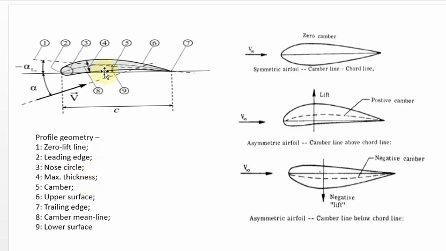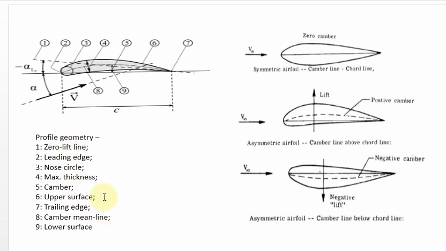Then the fourth one, the maximum thickness of an aerofoil. And the fifth one is camber. The camber is nothing but the distance between the chord line and the mean camber line. The sixth one will be upper surface, the seventh one will be trailing edge, the eighth one will be mean camber line, and the ninth one will be lower surface. So these are all familiar terms.